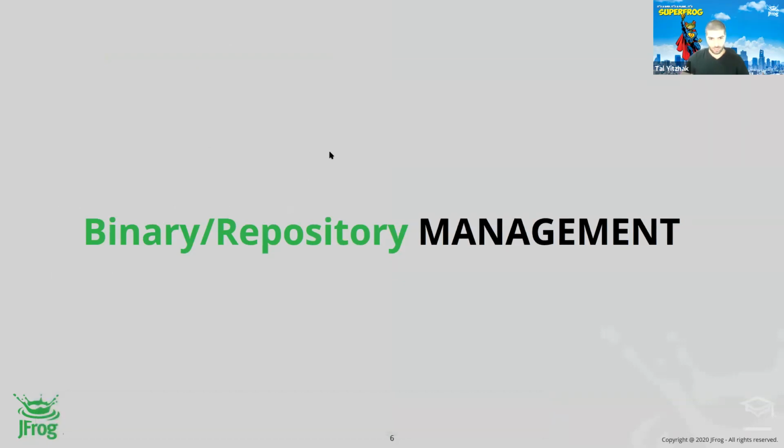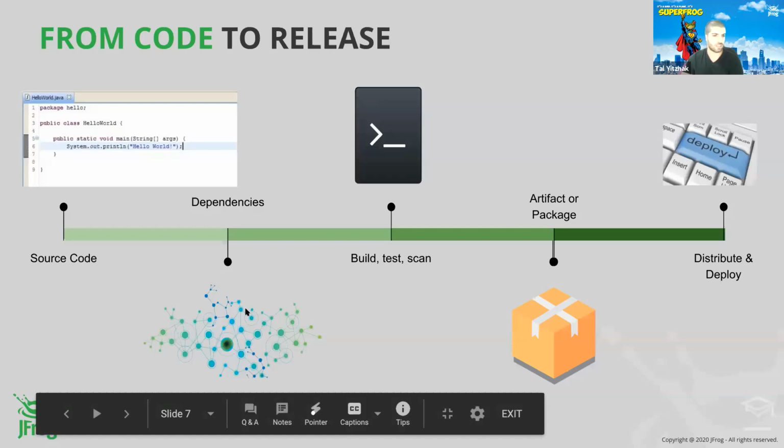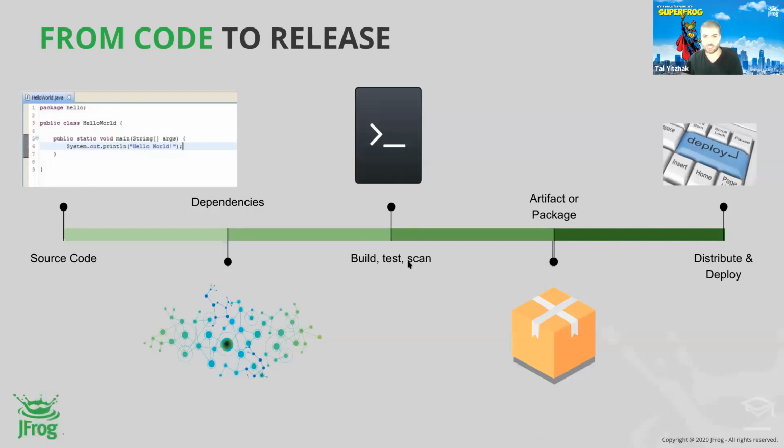Okay, so binary and repository management. From code to release, if I'm looking at the basic flow, you have a developer who's writing the code and can declare new dependencies, which mainly can be brought from the internet. If the developer is building a Docker image, or writing a project in Java, maybe he's using Maven, maybe he's using Gradle. In some way, he's building the project. Maybe he wants to run unit tests or integration tests, or scan the code with a static code analysis tool, or scan for vulnerabilities. But basically, he builds a binary, an artifact or a package, and this binary later on is deployed or distributed to the production environment, where it comes to the end user customer, who then enjoys the new version from the developer.